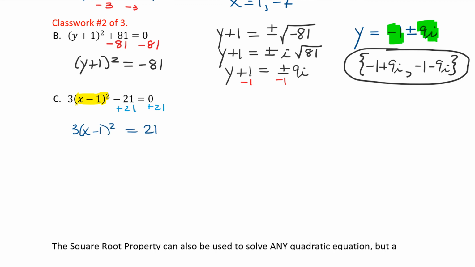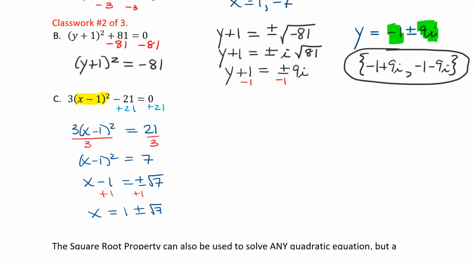We're going to divide both sides by 3. Again, we're isolating that parentheses, that quantity that's being squared. And it had been multiplied by 3, so we're going to reverse that. So that'll give us x minus 1 squared equals 7. And now we have a quantity squared equals a number, so we can use the square root property. This gives us x minus 1 equals plus or minus the square root of 7, which cannot be simplified. 7 is prime. And so we're just going to isolate the x now by adding 1 to both sides. So we get x equals 1 plus or minus the square root of 7.